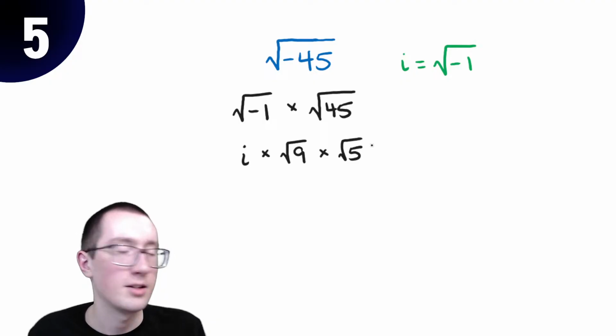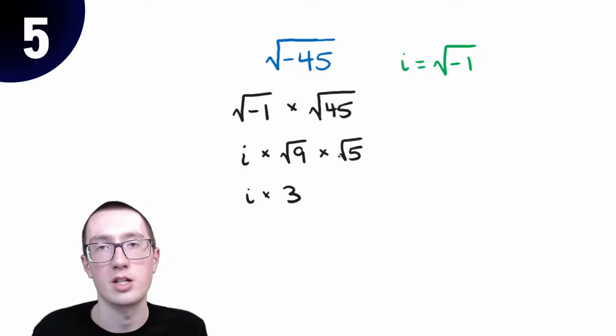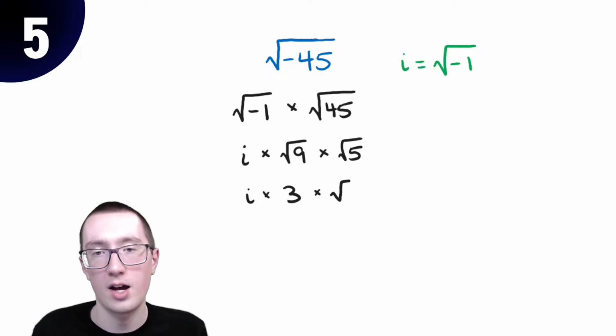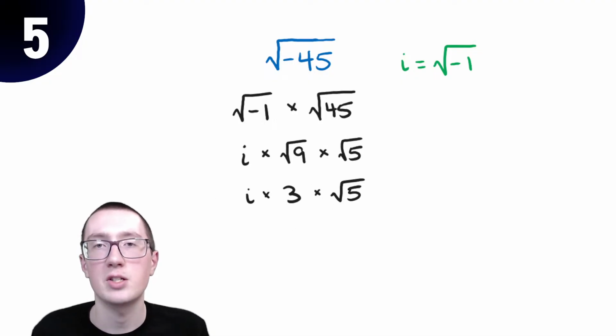So let's go ahead and simplify this down. The i is going to stay the same. The square root of 9 is 3, because 3 times 3 is 9. And the square root of 5, there's nothing we can do with that, so that's going to stay the same. And we're basically done simplifying.